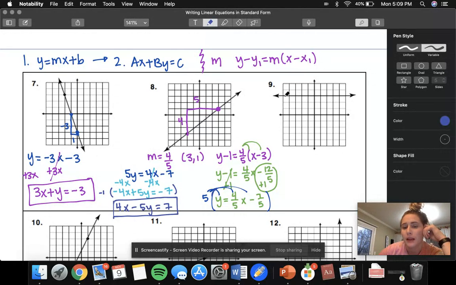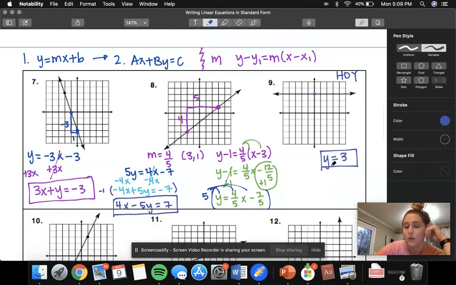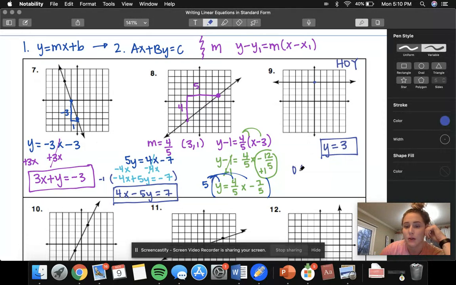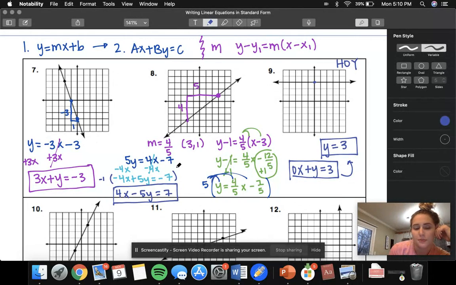This problem, okay, this is a horizontal line, so I need to think of HOY. Okay, horizontal line means it has a 0 slope, and so that equation is just y equals, and wherever it crosses the y-axis, which is 3. Okay, now this is just one of those special cases that does not have a standard form to it. Okay, technically it would be 0x plus 1y equaling 3. But again, we can simplify that to just y equaling 3, so we don't write that a bunch.